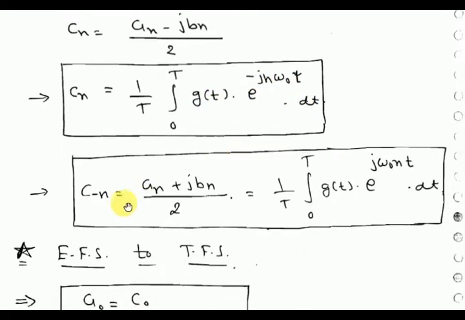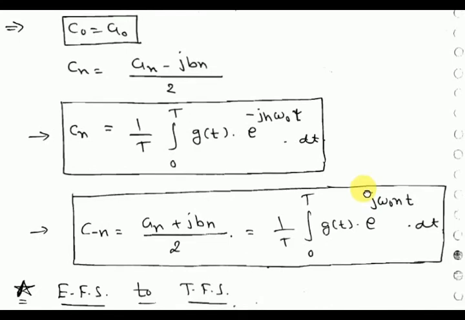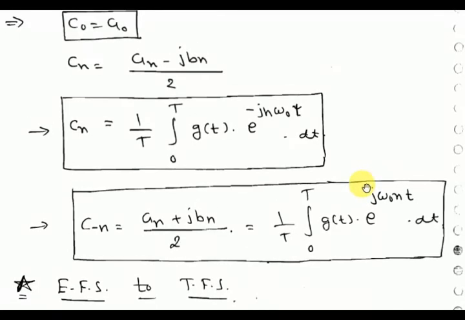Remember this. And C minus n equal to An plus jBn by 2 equal to 1 by T integration 0 to T g of t e to the power j n omega naught t dt. So only remember this formula. You have to replace n by minus n, so here also minus n, and you will get it. So you have to remember this formula.